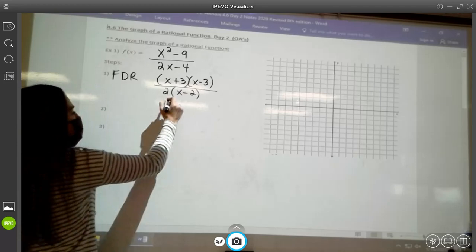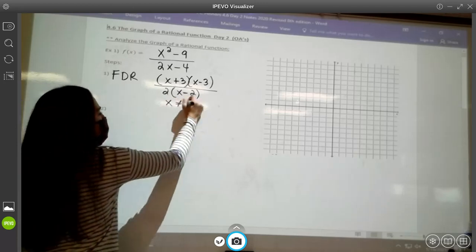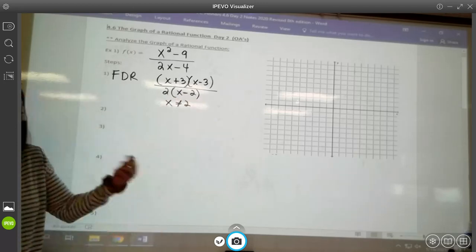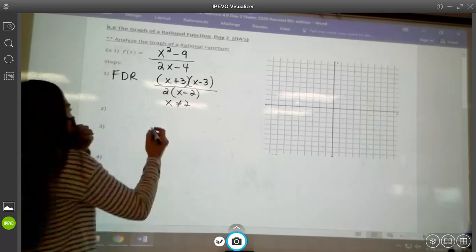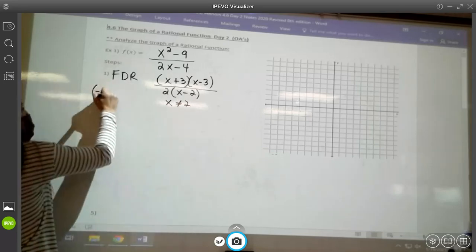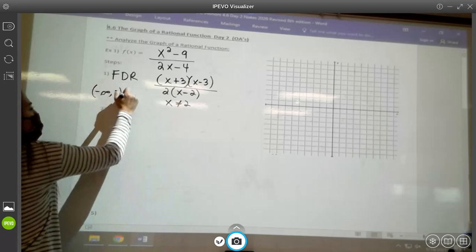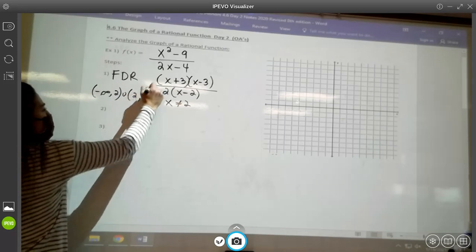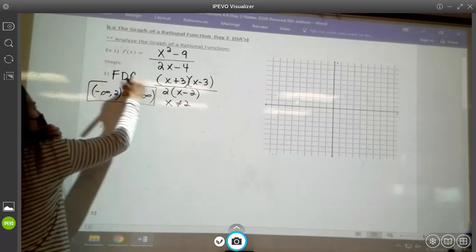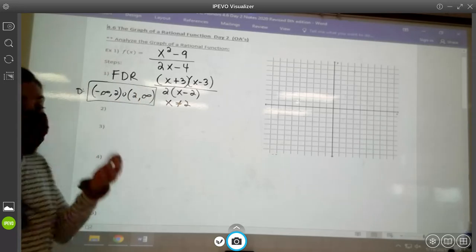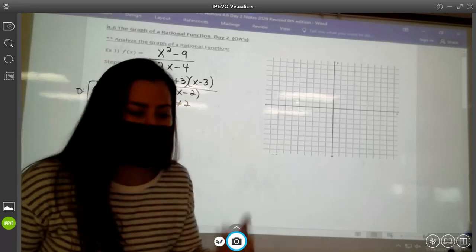I definitely don't want to plug in 2. X is not allowed to be 2. If I plug in 2, I'll be dividing by 0. So that's the only bad guy. So our domain is going to be from negative infinity to 2 union 2 to positive infinity. That's your domain. All right, now you'd be allowed to go back and reduce it.